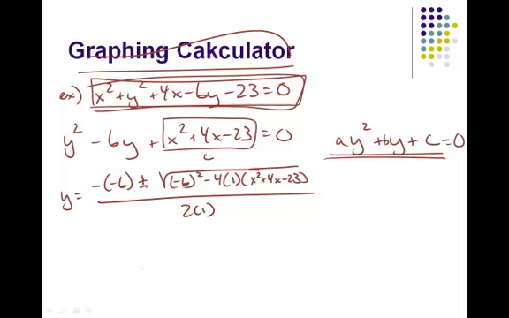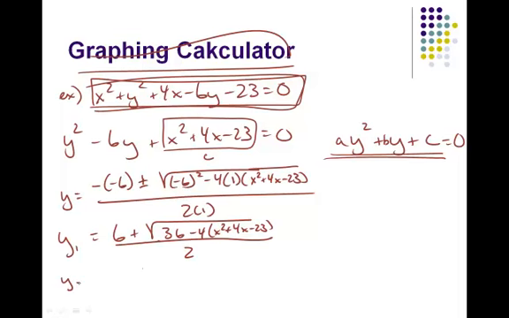Now I've got a plus or minus here, so I'm going to enter this in my calculator. Y₁ is going to be 6 plus the square root of 36 minus 4 times (x² + 4x − 23), all over 2, and Y₂ is going to be 6 minus all of this. So I can enter those two equations into my Y₁ and Y₂ to get a circle.